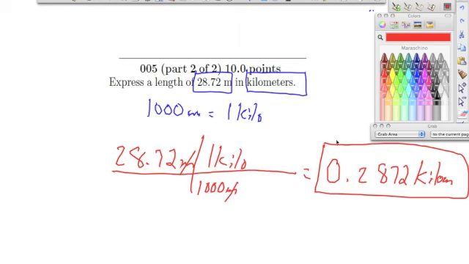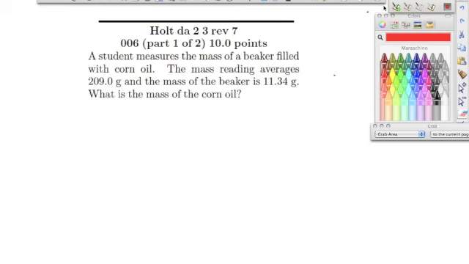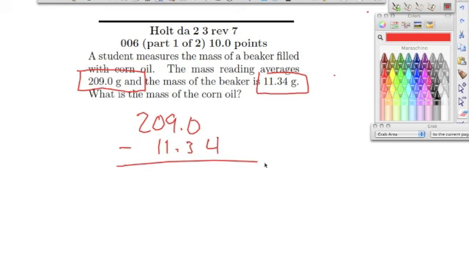The student measures the mass of a beaker filled with corn oil. The mass reading averages is 209.0 grams. Since the mass of the beaker is 11.34 grams, what is the mass of the corn oil? So this is the mass of the beaker plus the oil. So all we have to do to get the oil by itself is we just take our 209.0 and subtract our 11.34 from it, and we would get just the mass of the oil, which should be 197.66 grams.